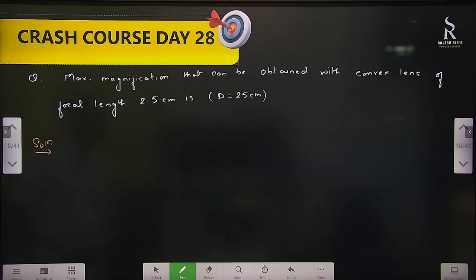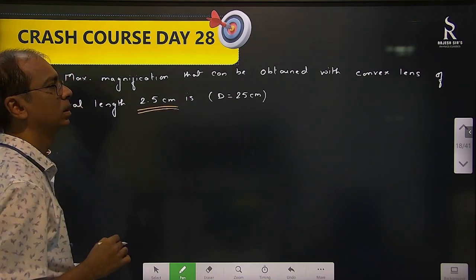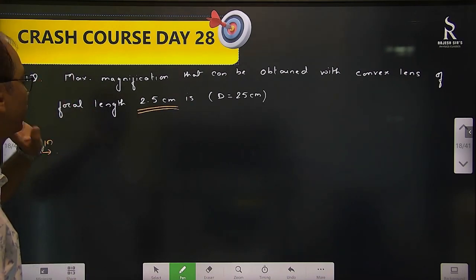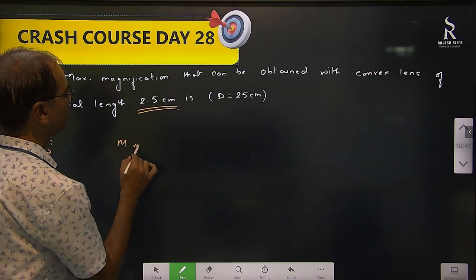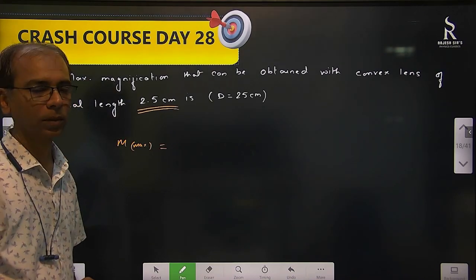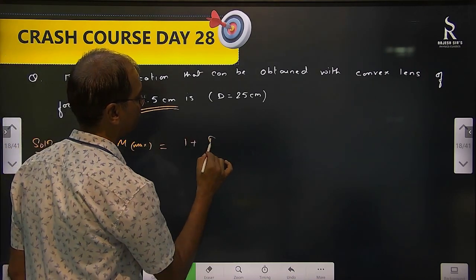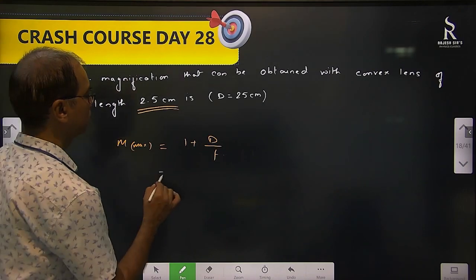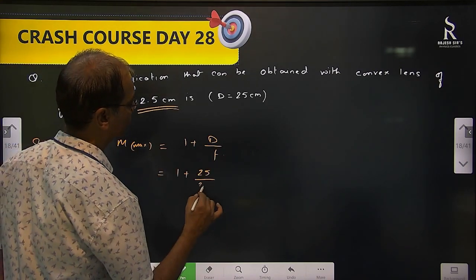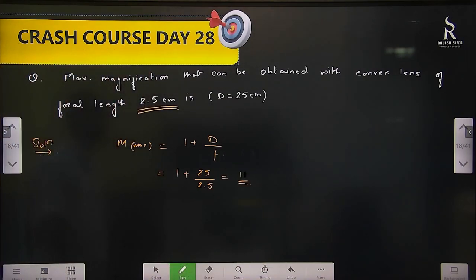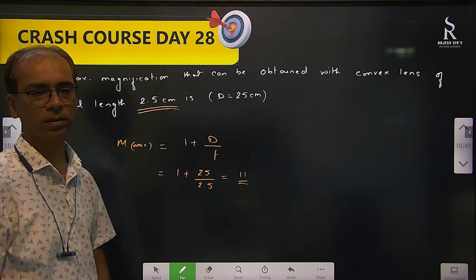Next question says: maximum magnification that can be obtained with convex lens of focal length 2.5 centimeters. So that means he is talking about simple microscope. How much is the maximum magnification we can produce? Now we know that maximum magnification has to be when the image is obtained at D. And what is that? It is 1 plus D by F. How much is that then? It's 1 plus 25 by 2.5. That means 11. Maximum magnification you can have is 11.